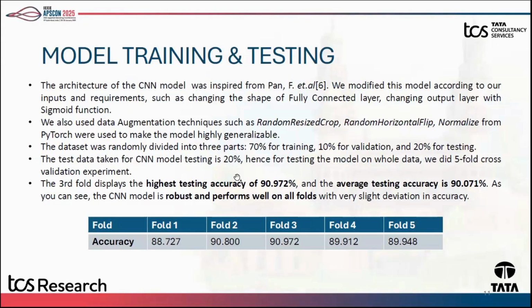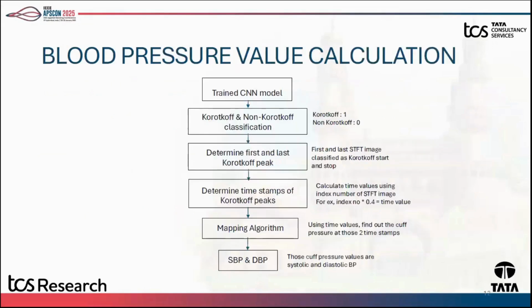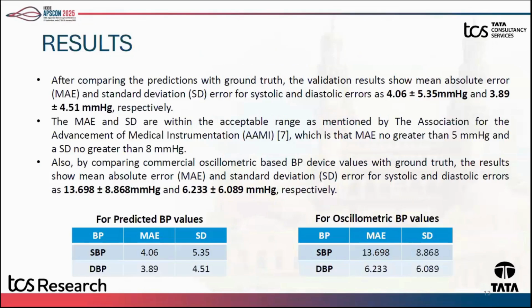In short, we tested this data on the CNN model, and we got a cross-fold validation accuracy of 90%. Using the same methodology, we took these 0s and 1s, the Korotkoff sound peaks or images, and determined at what time instance it starts and stops. We used a lookup table, because we also have another CSV file with the cuff pressure signal with the same timestamp. From that, we pointed out the systolic blood pressure and diastolic blood pressure.